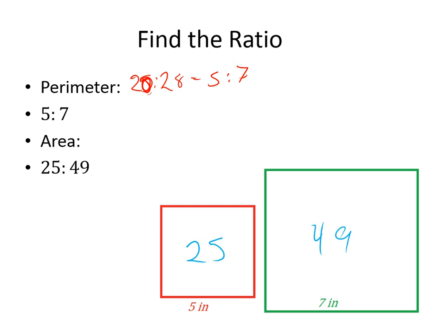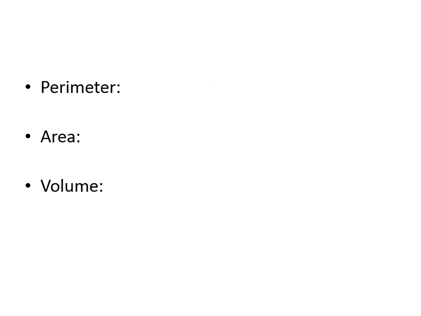And what do you see as the connection between these two? Well, the connection between these two is that the perimeter is just the sides, and the area is the square of the perimeter. 25 is 5 squared, and 49 is 7 squared. So what we've kind of done is we've just squared them.